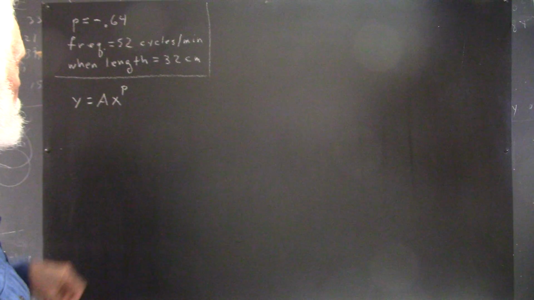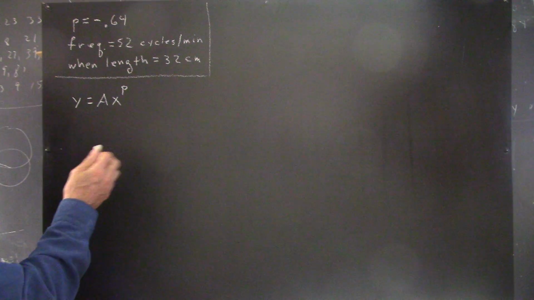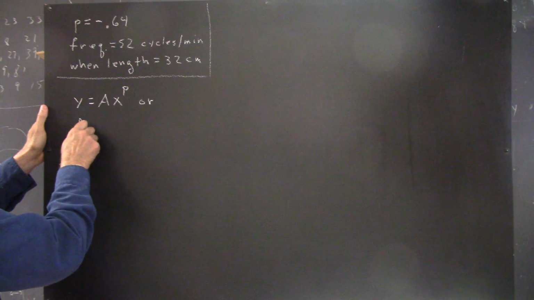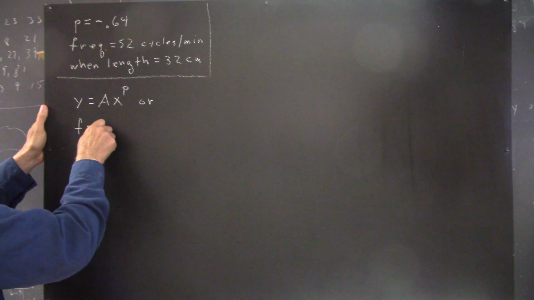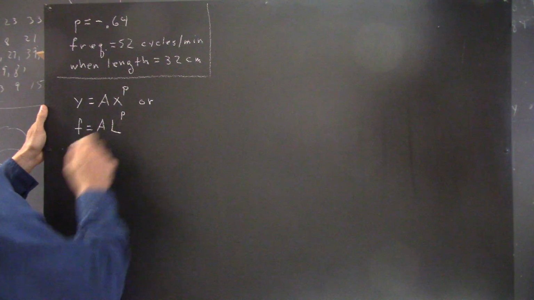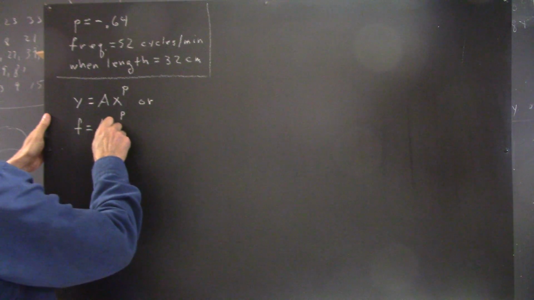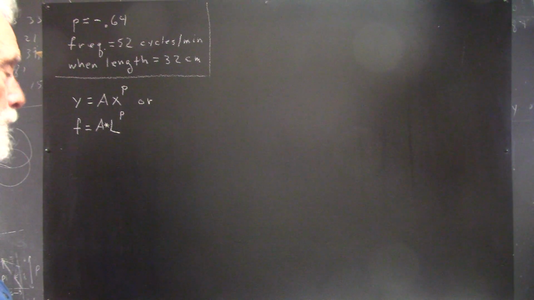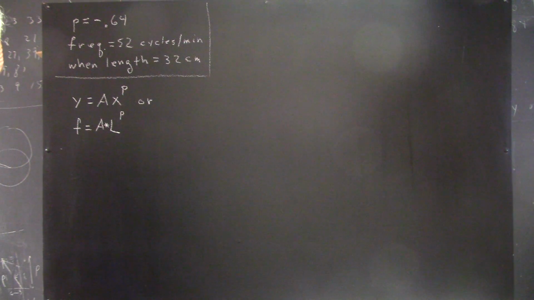So y equals ax to the p, and we could actually translate that: F equals a times L to the p. Okay, and we'll put a multiplication sign in there so we're not talking about my old buddy Al.